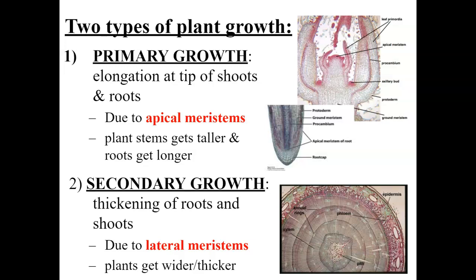Secondary growth is different. This is where we get thickening or widening of both the roots and the shoots. For example, trees are much wider at their base than they are at the top. So in secondary growth, the tree is getting wider and wider, the stem gets wider and wider, and this happens below ground as well in the root system. This is due to a different type of meristematic tissue called the lateral meristems. Again, this allows the plant to get wider or thicker over time. That part of the plant will no longer be going through primary growth. Instead, it's going through secondary growth.